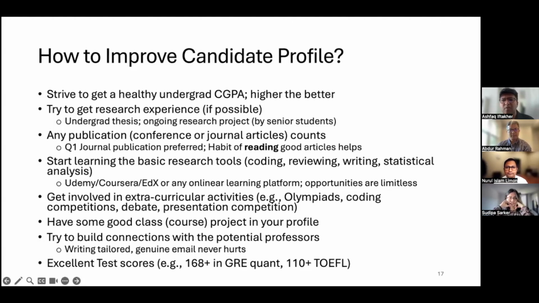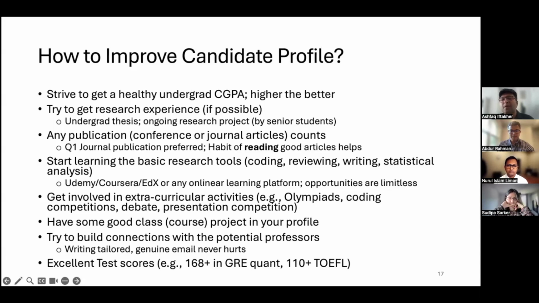So as we have already mentioned, the number one factor, in my opinion, and I think in everyone's opinion, is to have a healthy GPA. Higher the better. But obviously, if you don't have a good GPA, there are other ways to compensate for that. One of the ways which worked for me, since I didn't have a high undergrad GPA, is that I did an MS also from BUET. So during masters, you have one more option to increase your GPA. That's something that I would encourage a lot of you to think about.